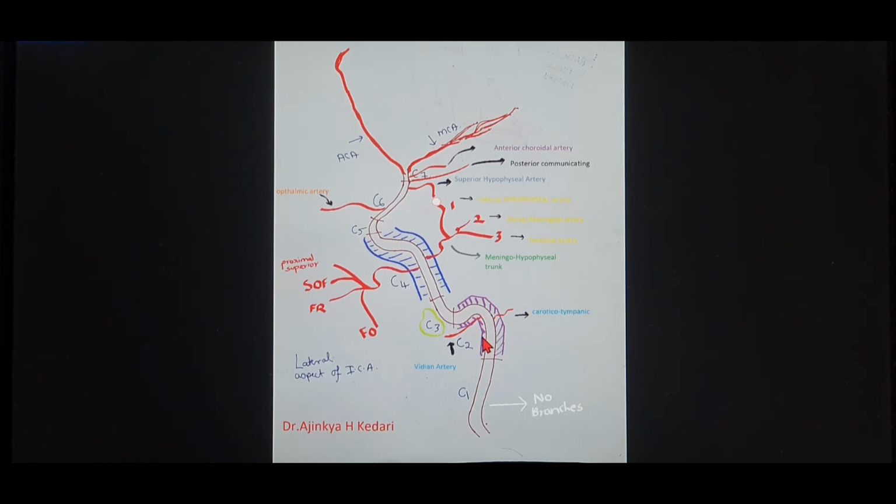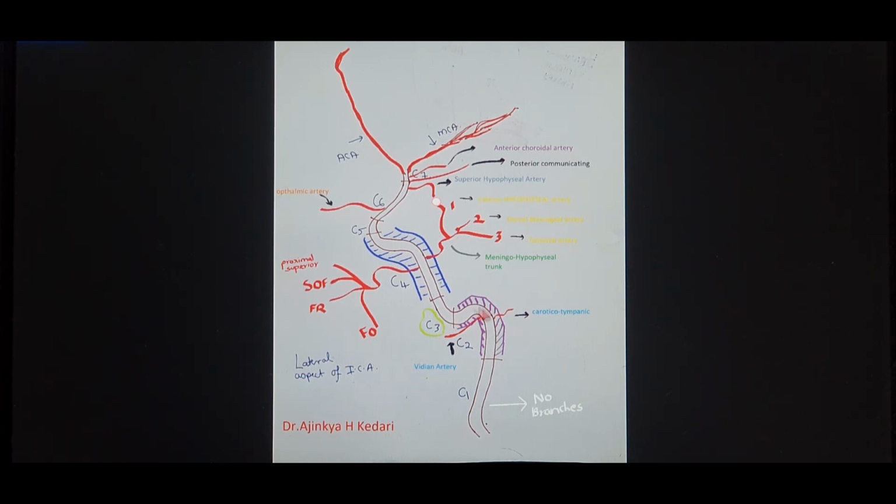Whereas C2 has two branches, C4 has two main trunks, C6 has two main arteries, and here C7 is the terminal branch, so it terminates into the ACA and the MCA along with the anterior choroidal artery and the posterior communicating artery. So you can take a screenshot of this photograph.